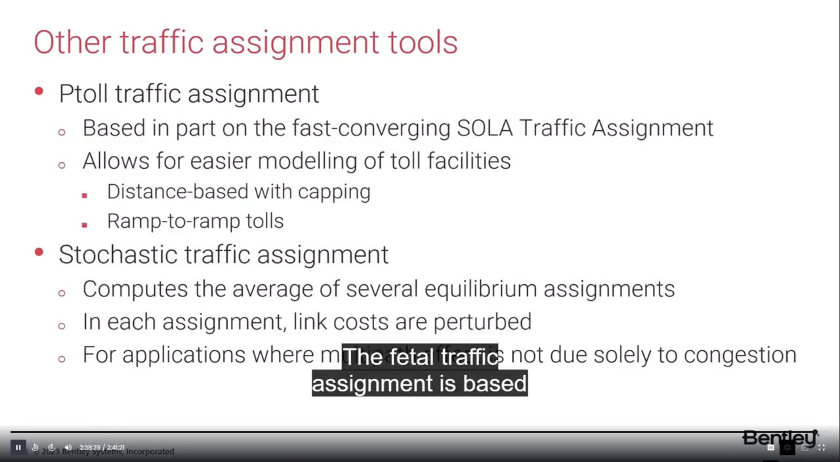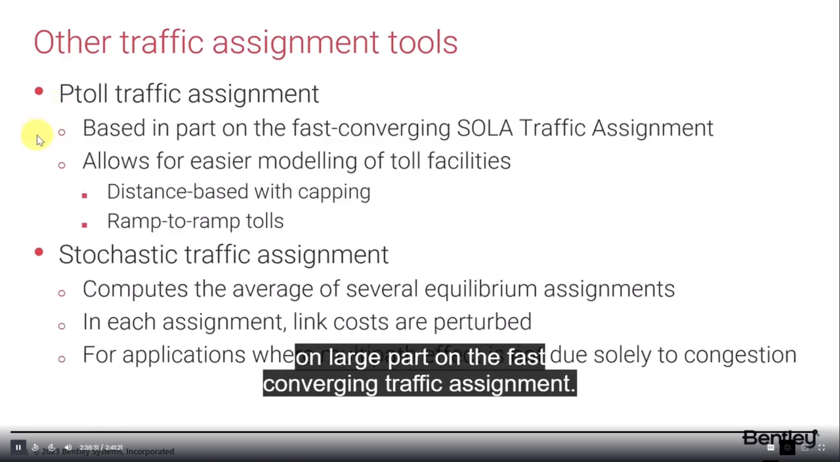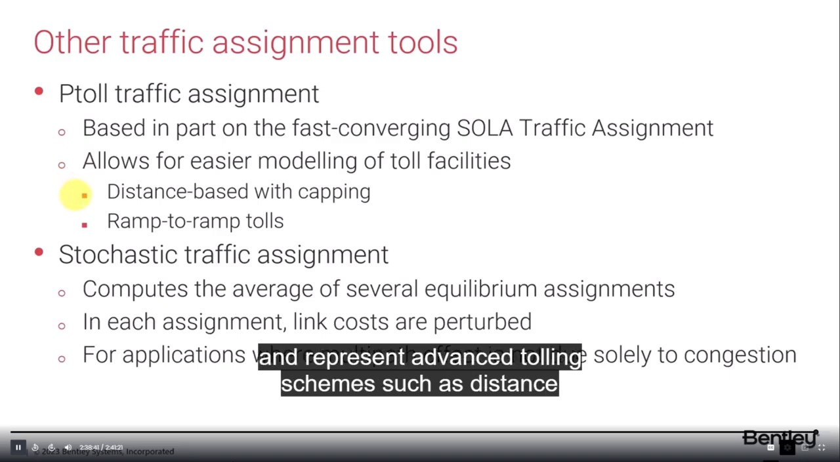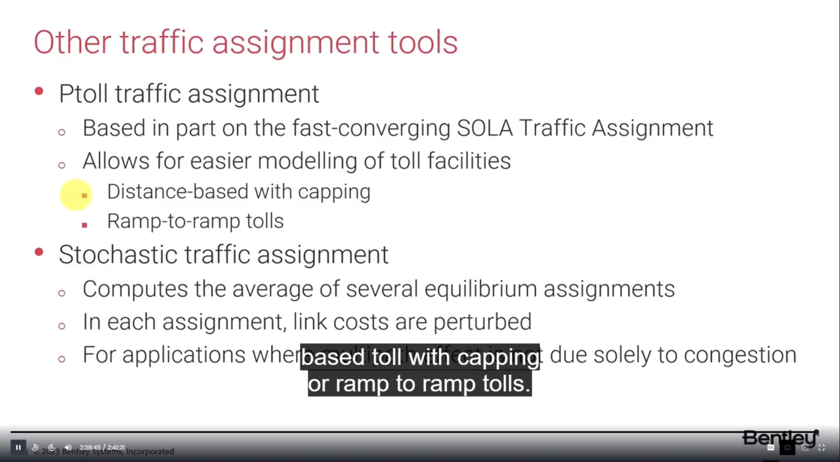The Python traffic assignment is based in large part on the fast converging traffic assignment. It has additional features to allow for easier modeling of toll facilities and represent advanced tolling schemes such as distance-based toll with capping or ramp-to-ramp tolls.